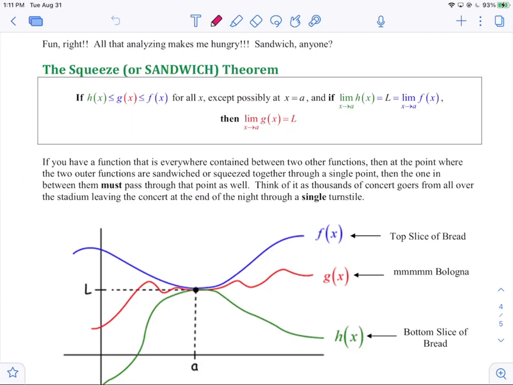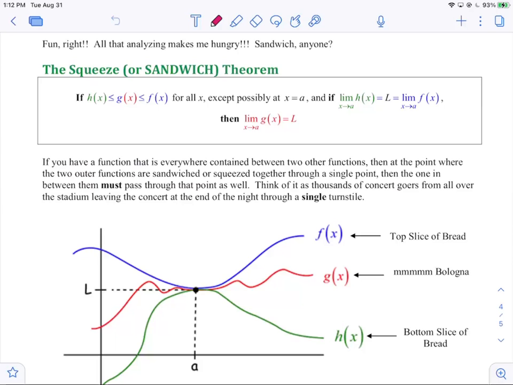But if everywhere except possibly at a, f is greater than or equal to g, and everywhere the green one is less than or equal to g, then if we know the limit of the top slice of bread and the green slice of bread at a, and we know them to be the same thing, namely L, then what does that tell us about the limit of g of x at a, the one that is squeezed or sandwiched between them? It has to be the same. It's L as well. That makes a lot more sense than what it looks like.